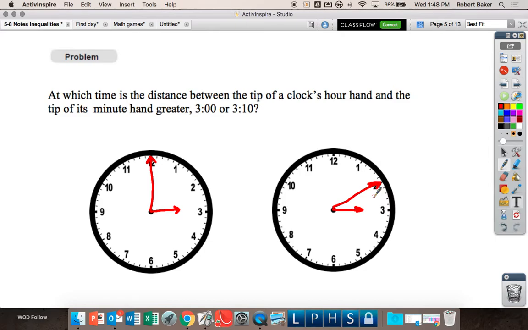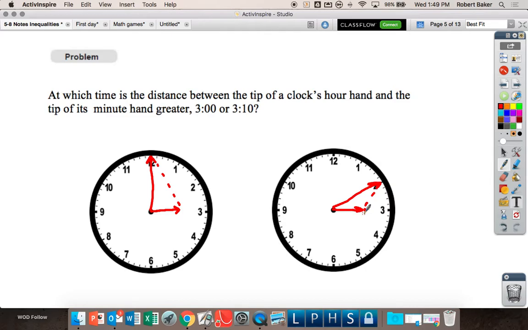Now, does the hinge theorem work here? Yes. Do we have two congruent line lengths? Is the hour hand the same as the hour hand? Yes. Is the minute hand the same as the minute hand? Yeah. So which one has a longer distance from tip to tip? 3 o'clock. How do you know that?